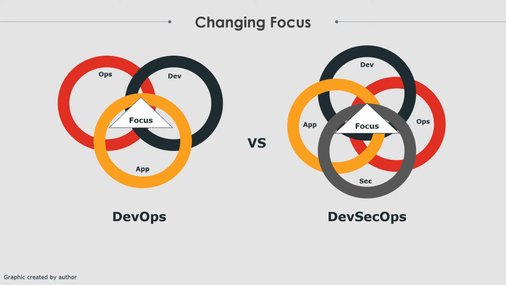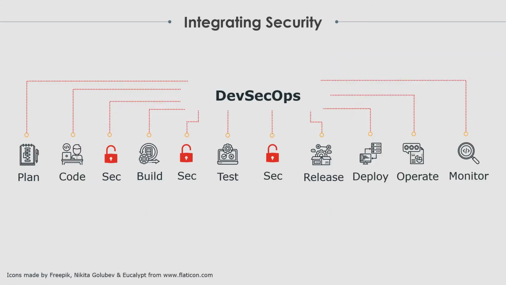In a DevOps pipeline, the focus is on the coordination and collaboration of the development and operations team, with emphasis on application delivery. This is illustrated by the diagram on the left. However, in a DevSecOps pipeline, security is provided an equal stake in the process, as illustrated by the diagram on the right. One possible representation of the integration of security into the release pipeline is represented on this slide.